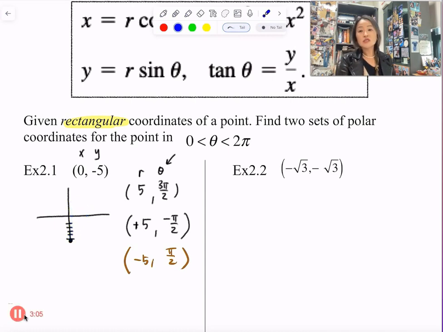So there's another way where we didn't write all the ways, but just write one. It says find two sets of pairs, so we found 3. Too many. Try the next one on your own.